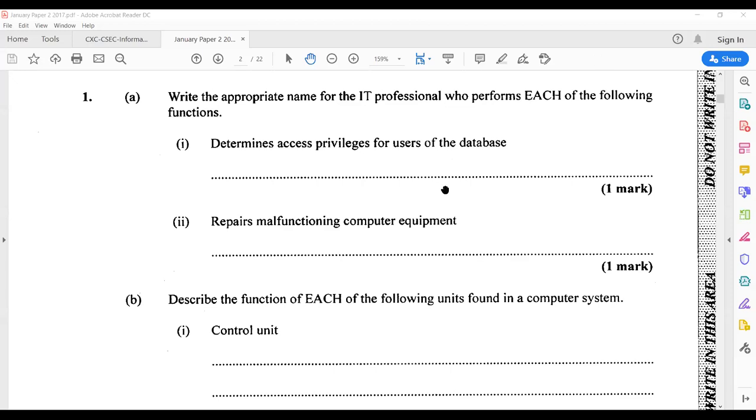Okay. So we'll continue with the paper 2 for January 2017. This is the first question in paper 2, right? So the first question states, write the appropriate name for the IT professional who performs each of the following functions, right? So they're going to give you the function of a professional or a job role, and based on the function, you have to state the job role itself, right? So the first function is determines access privileges for users of a database. So who is or what is the IT professional that will have this function?